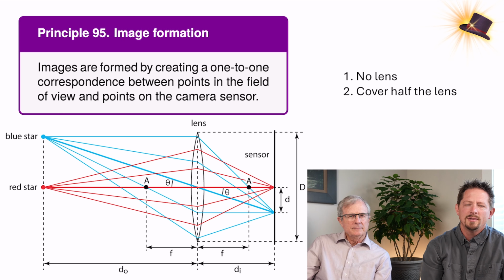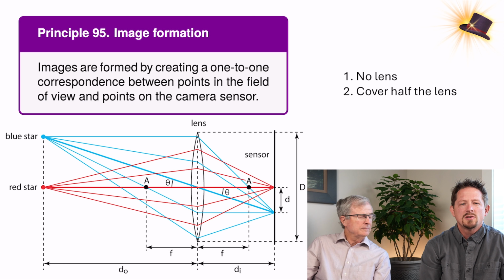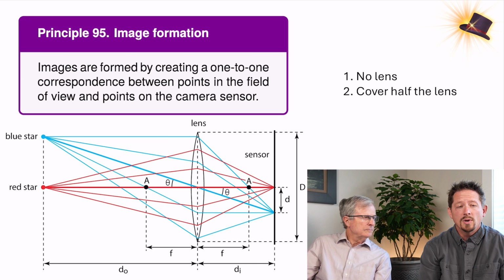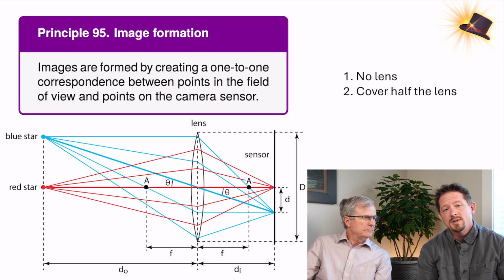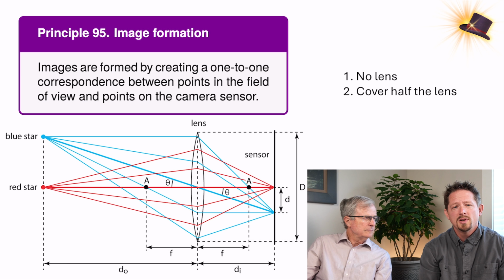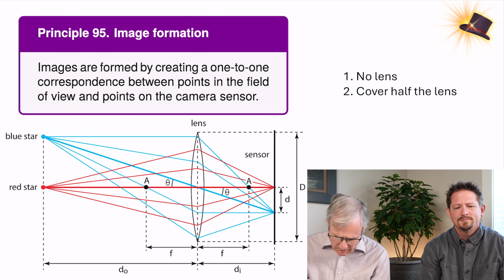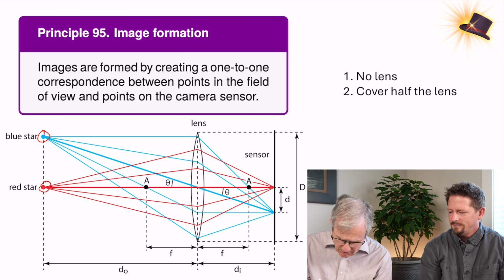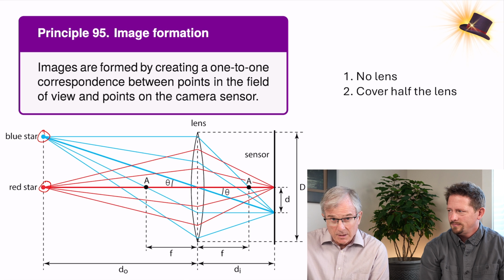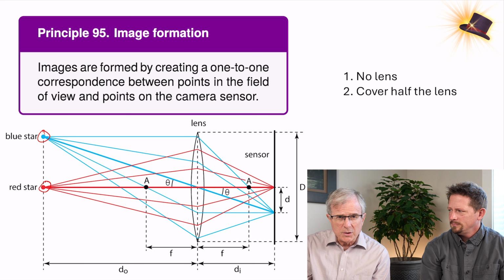Principle 95, image formation. Images are formed by creating a one-to-one correspondence between points in the field of view and points on the camera sensor. So let's take an example of a blue star and a red star that are in different places in the sky, and we want to create an image of those two stars.